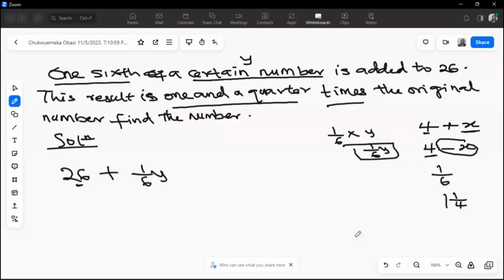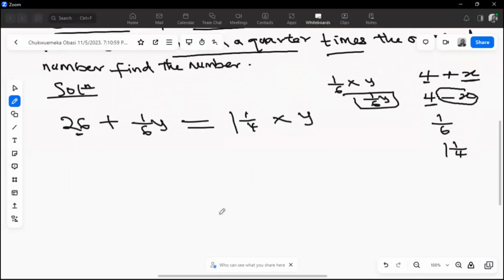Now we move on. It says the result is, so that means equal to 1 1/4 times the original number, which is y. The original number is still the same as a certain number. Now we have successfully converted the word problem into an equation. So right now we're going to learn how to simplify it.